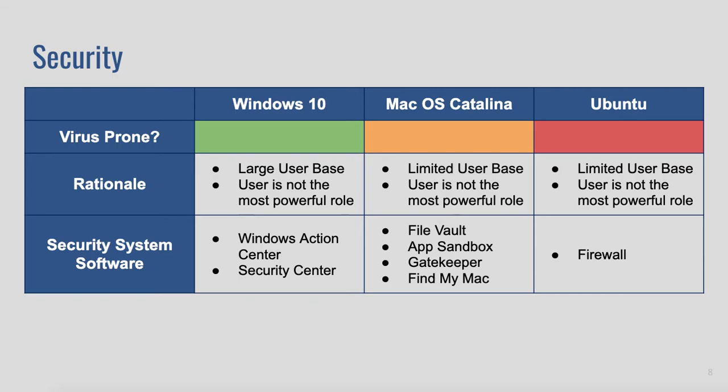macOS Catalina uses a whole heap of different bits of software. File Vault to encrypt your information. It uses app sandboxing, which is where each application opens sort of on its own, separate from the rest of the applications, so one can't interfere with another. You've got the Gatekeeper program and Find My Mac. All of these are around keeping your system nice and secure. And with Ubuntu, you've got your firewall, physical and software, hardware firewalls, and those are available for both Windows and Macs as well.